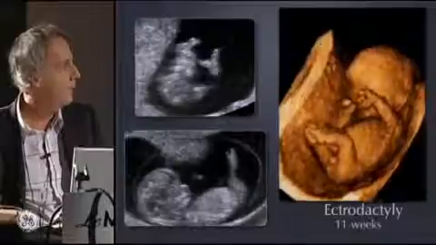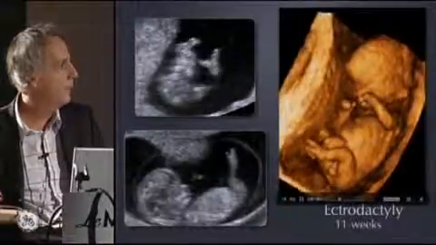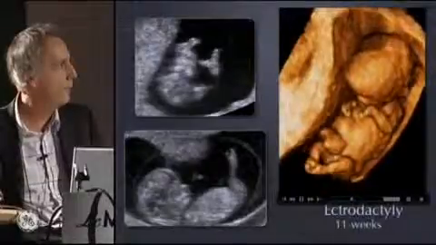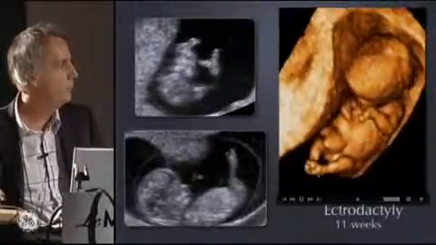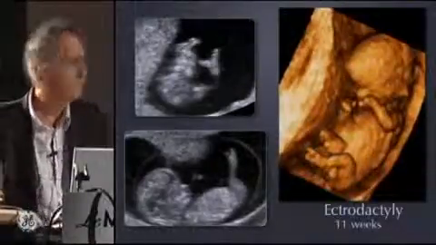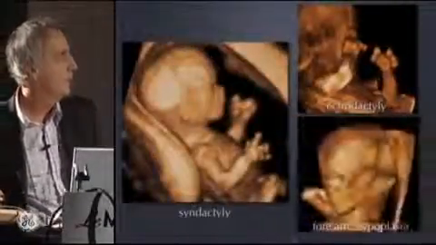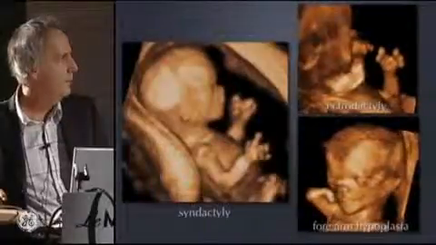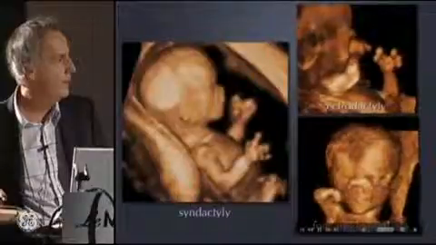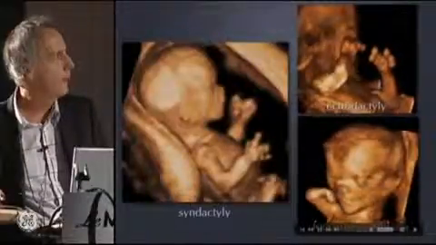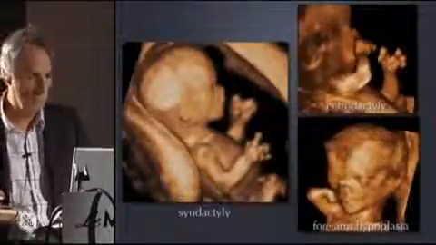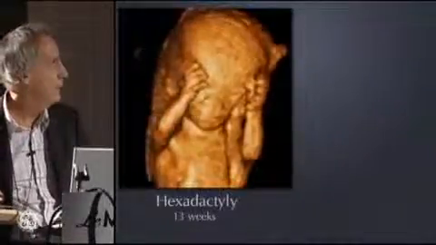Limb abnormality, ectrodactyly with only 2 fingers on this hand, only 1 finger, and the feet with only 2 toes. This baby with syndactyly here and here, hypoplasia of the forearm, and a case of ectrodactyly. 12 weeks.